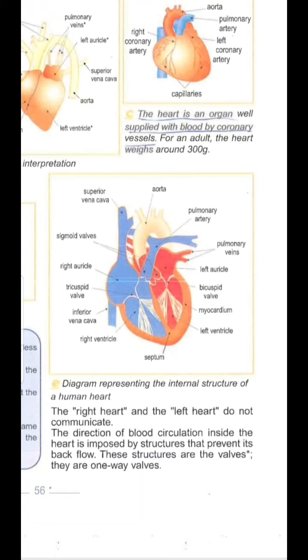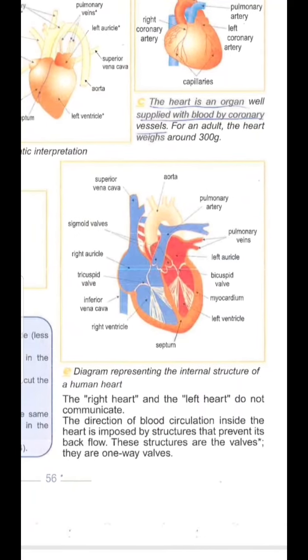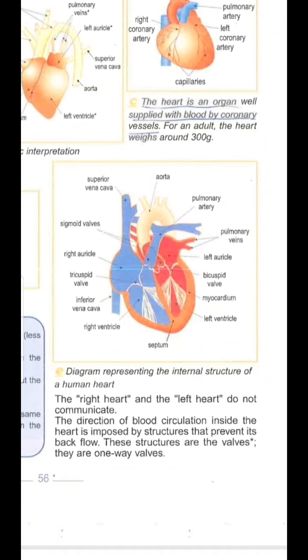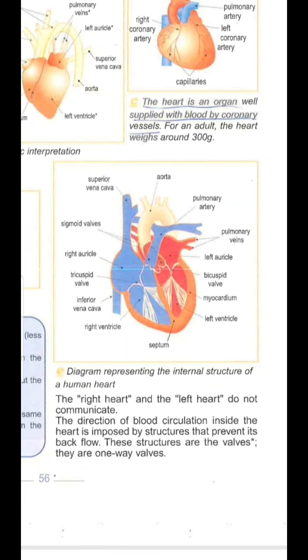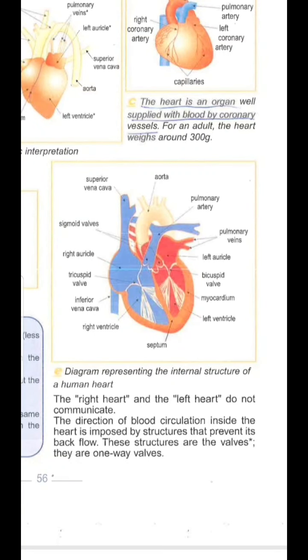Let's read. The right heart and the left heart do not communicate at all, because the left heart is oxygenated, bright red and full of oxygen, whereas the right heart is deoxygenated, poor in oxygen. The direction of the blood circulating inside the heart is imposed by structures that prevent the backflow. So the blood always goes from auricle to ventricle, and there is no communication between the left side and the right side.